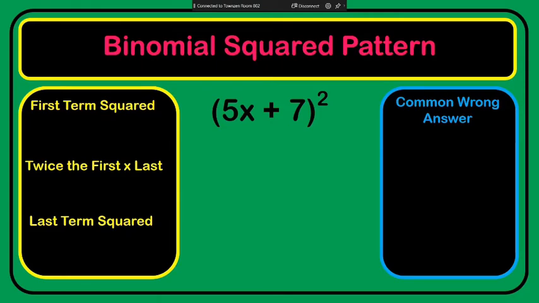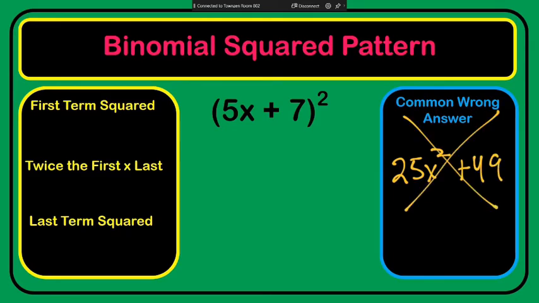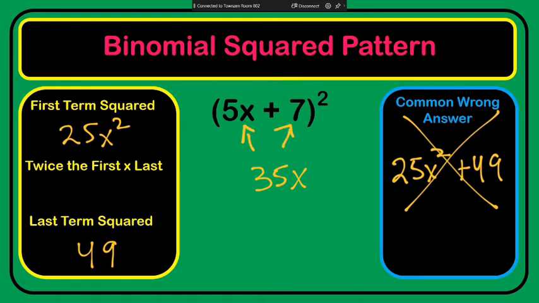All right, on this problem, the common wrong answer is 25x squared plus 49. That is not the right answer. In the binomial squared pattern, your answer is always a trinomial. The first term squared is 25x squared. The last term squared is 49. And to find the middle term, it would be 35x, and that's what I get when I multiply the first and the last.